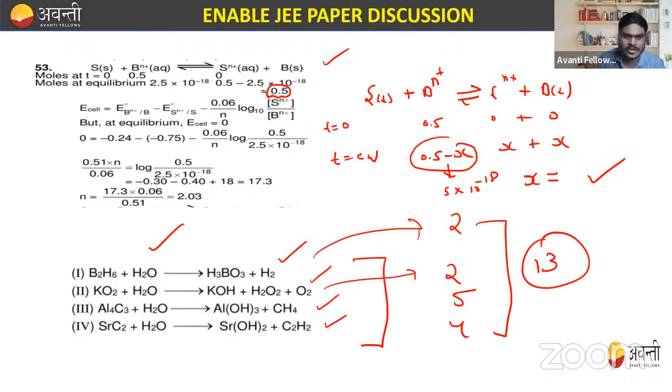We know that at equilibrium E cell becomes 0. Just put the value 0. Now what is left here? We are already provided with the cathode and anode values. Now you just calculate this value: the product concentration is 0.5 and the Bn+ concentration is 2.5 into 10 to the power minus 18. So you can calculate n here. What is n here? The number of electrons that participate in this redox reaction. So n comes out to be 2.03, and to the nearest integer we can write it as 2. So this is how we can solve this question. I hope this question is clear to all.